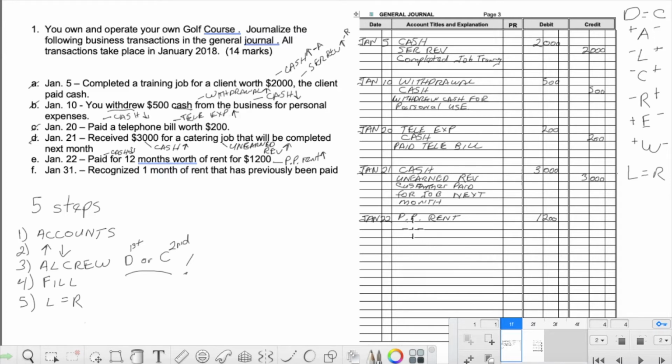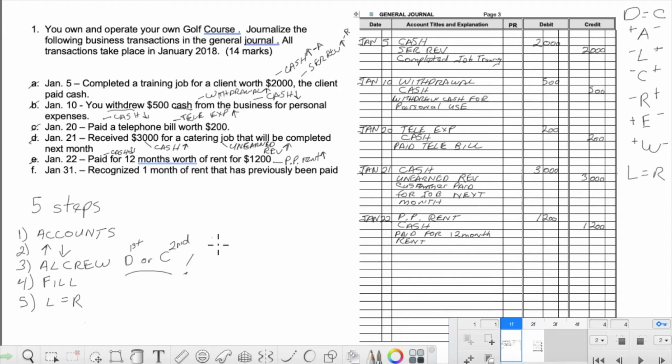And the other one is cash. Right, we got cash out of the bank, and it went down $1,200. And then what are we done? No, we need to do an explanation. So paid for 12 months rent. Perfect.